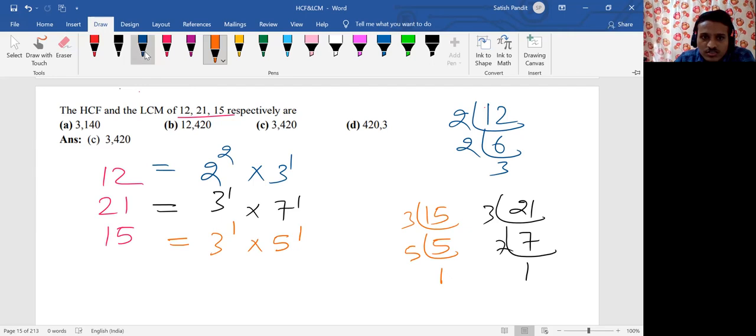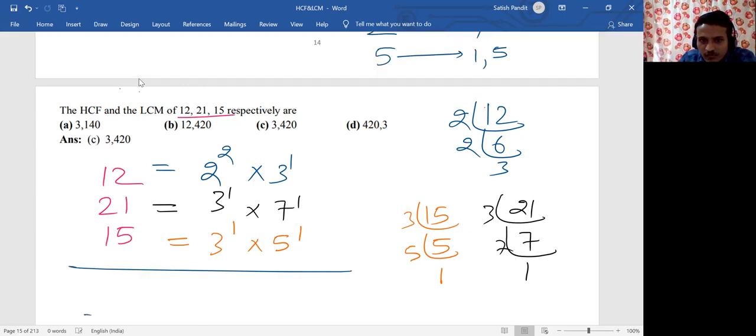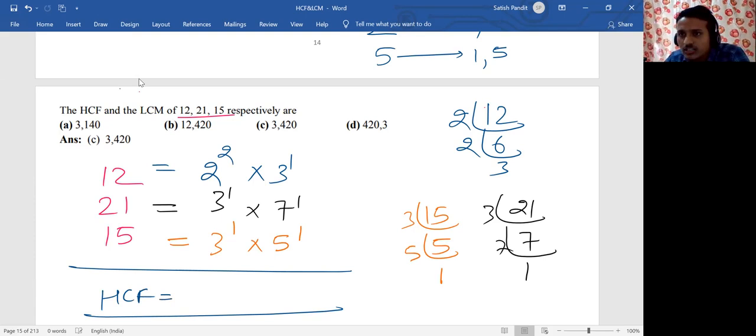Now, tell me, you just pause the video and think for a moment. When we are finding HCF, we have to find the product of the common factors, having the smallest power. Yes or no?